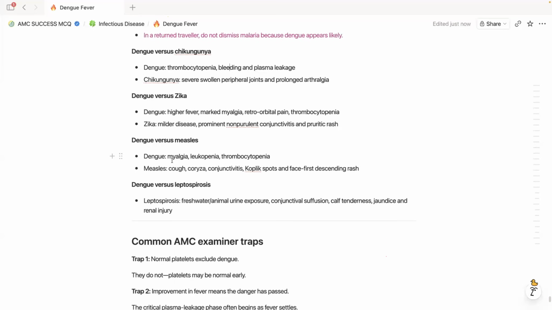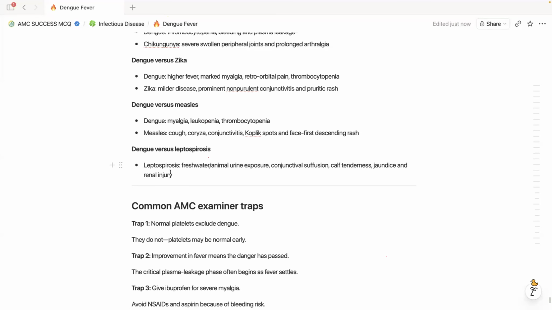And dengue with measles. In dengue, there will be myalgia, leukopenia, thrombocytopenia, but in measles, there's cough, coryza, conjunctivitis, Koplik spots. Dengue with leptospirosis. In leptospirosis, there would be a history of freshwater or animal urine exposure, conjunctival suffusion, calf tenderness, jaundice, and renal injury.